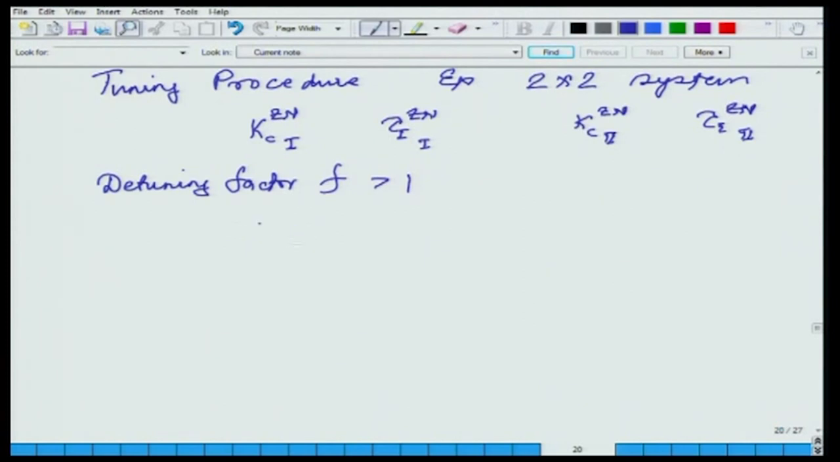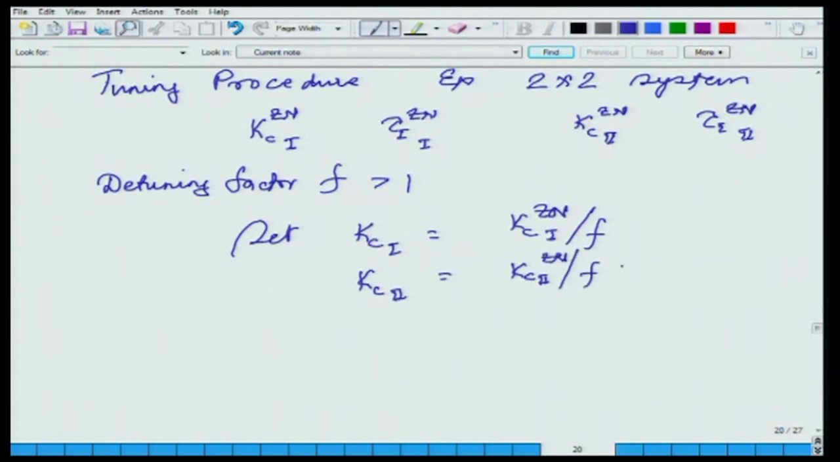What you then do is detune KC, the controller gain. Set KC 1 equal to KC ZN, whatever you had calculated earlier, divided by F, and KC 2 equal to KC 2 ZN divided by F. So what I am doing is detuning both the tuning parameters from their respective individual Ziegler-Nichols tuning parameters by a factor of F.